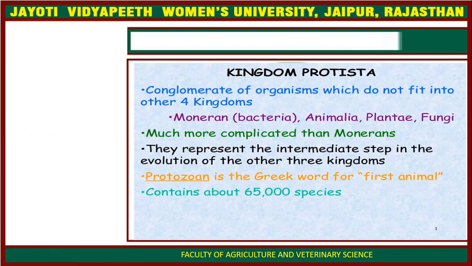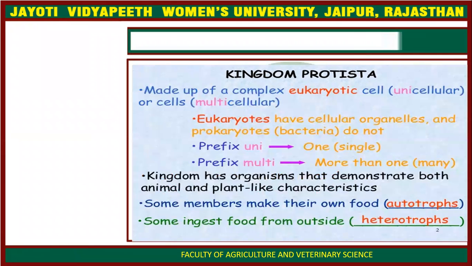Protozoans is the Greek word for the first animal. It means they may be considered as organisms from which the higher organisms may originate, including the animals and the plants. Kingdom Protista is made up of complex eukaryotic cells, unicellular or multicellular. Eukaryotes have cellular organelles and prokaryotes do not have any kind of cellular organelles.